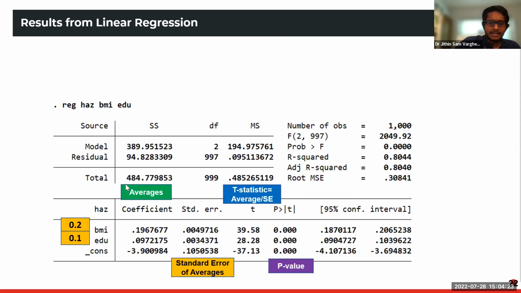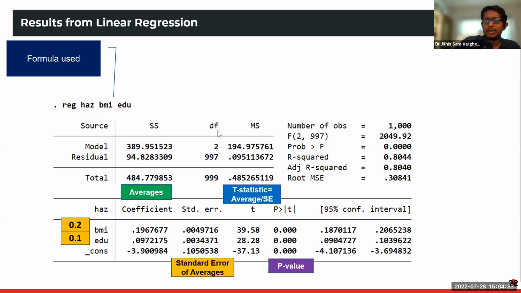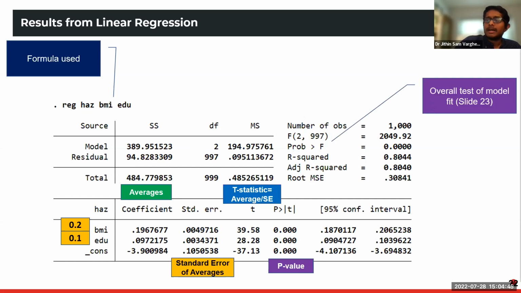Here, height for age is the dependent variable, BMI and EDU are your independent variables, and this represents your y-intercept. The first thing you need to look at is whether the formula you used is correct, and in this case, it is. Height for age is your dependent variable, BMI and education are your independent variables. Now, when we get the output of linear regression, we get some additional things apart from this table, and those are very important to look at.